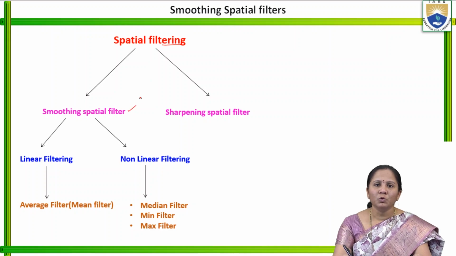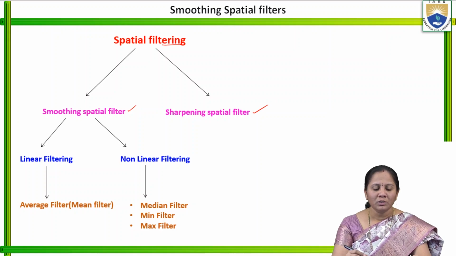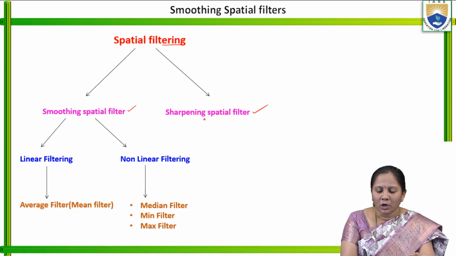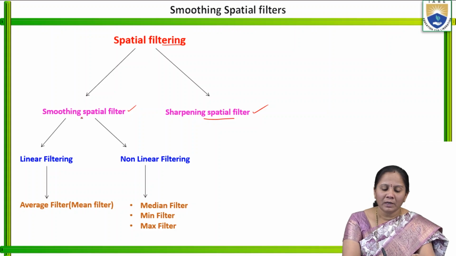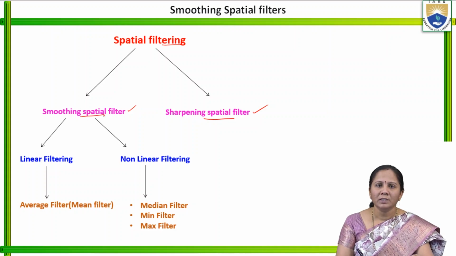In spatial filtering, we have two classifications: one is the smoothing spatial filter and another one is the sharpening spatial filter. Smoothing spatial filter means using this filter, we are going to blur the image in order to reduce the noise. The sharpening spatial filters will be covered in the upcoming sessions. In this session, we will cover the smoothing spatial filter.